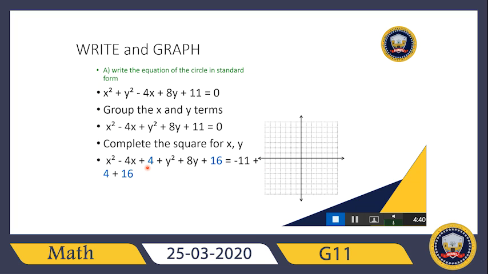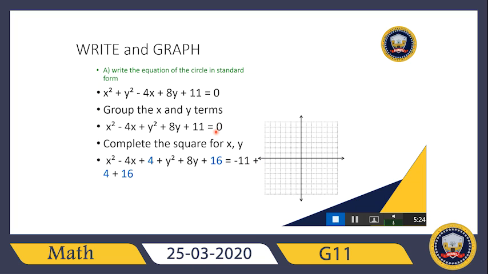So what I did is I take this number, divide it by 2, and then take the square of this number. So 4 divided by 2 is 2, and the square of 2 is 4, so I add 4 on this side and on the other side. Okay, we will do the same thing for y. So y squared plus 8y, we take this 8 divided by 2, which is 4. 4 squared is 16. So we add 16 on this side and on the other side.